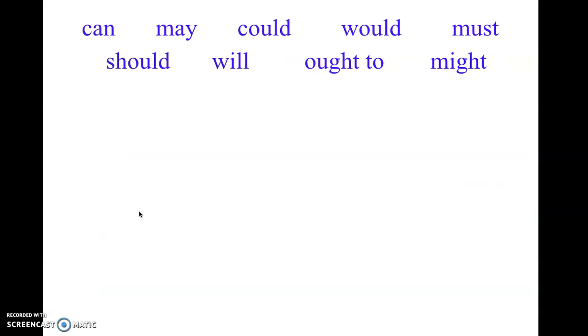All right, let's look at some sentences. See if you can put the words in there. Blank you pass me the salt. Could you pass me the salt? Would you pass me the salt? Right, both of those are good. Okay. Can you would work as well.